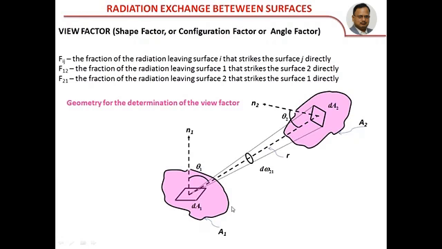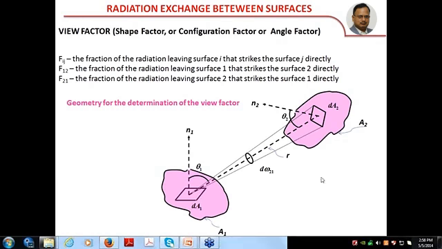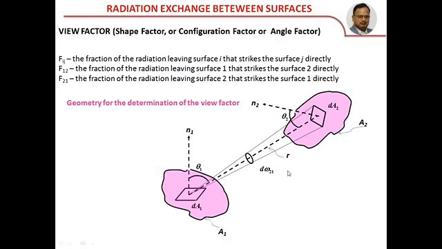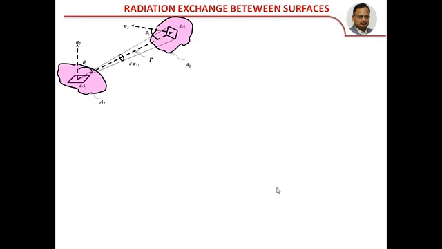Let us consider a geometry like this, where you have a body A1 and another body A2. In the body A1, take an area dA1 making an angle θ1 with the normal, and another area dA2 here, the normal of it is making an angle θ2. The steradian angle that is covering the radiation from dA1 to dA2 is, let us say, dω2 to 1. The same figure is reproduced here.